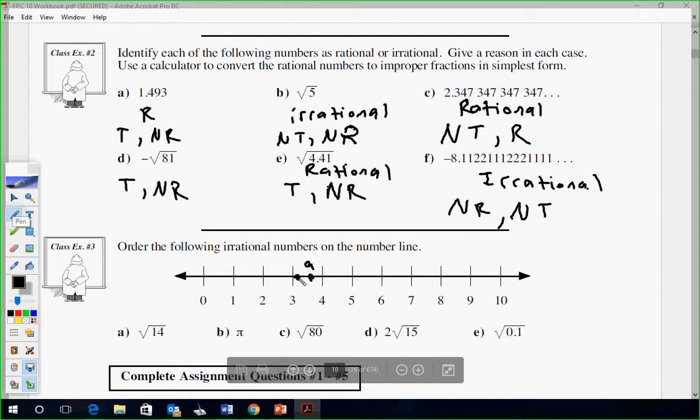Pen's being a little weird today. Okay, B is right there. C. Luke? It's close to the 9. Okay.